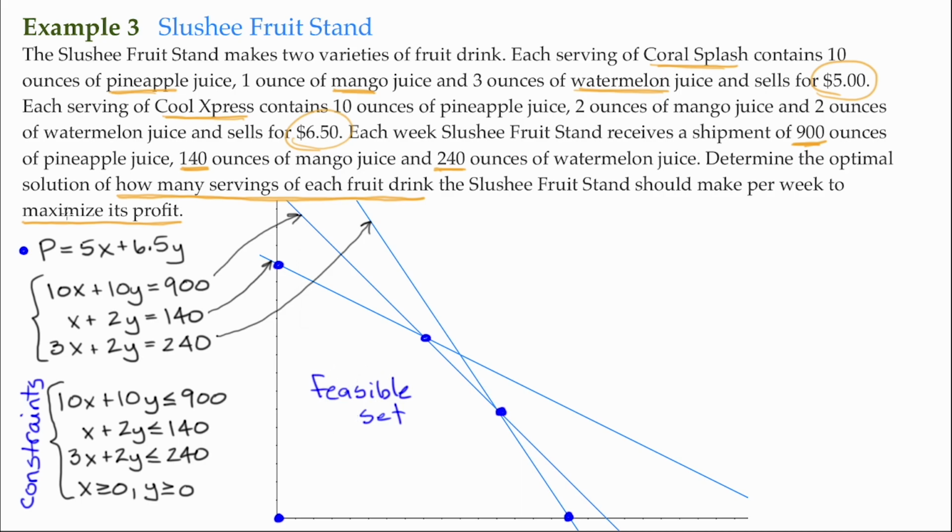We want the one that's going to provide the maximum profit. So that's going to occur at one of these vertices here. So these are the vertices that we're going to check out. So this vertex right here, that's the origin. So I'm just going to label this. That's 0, 0.